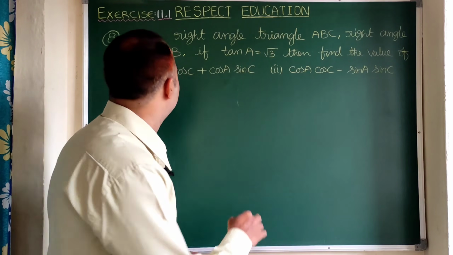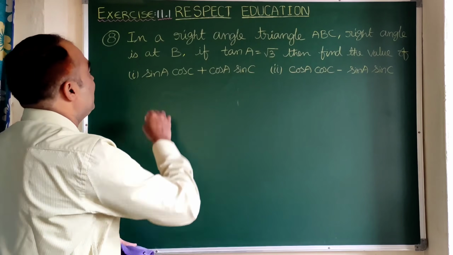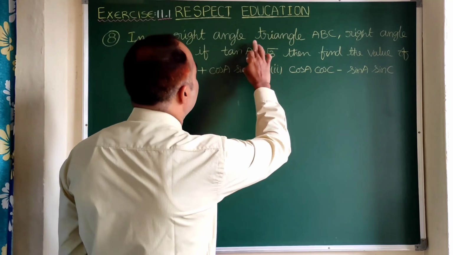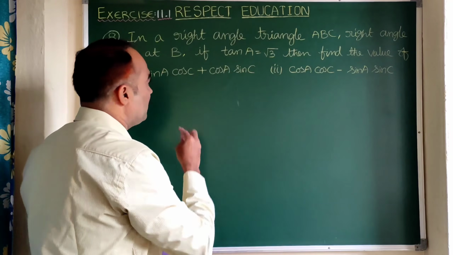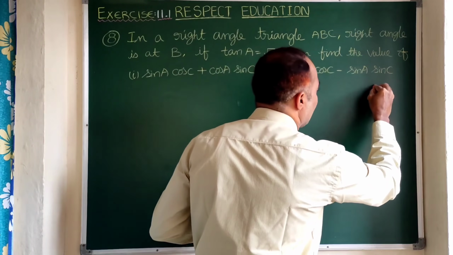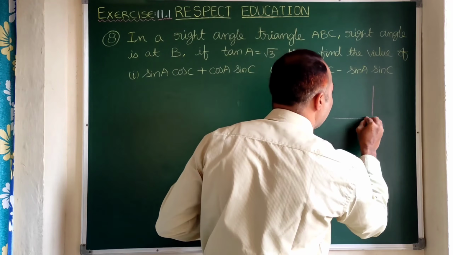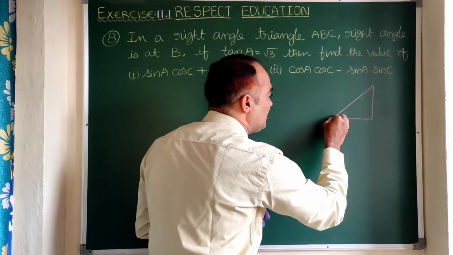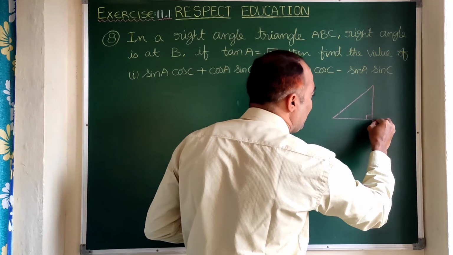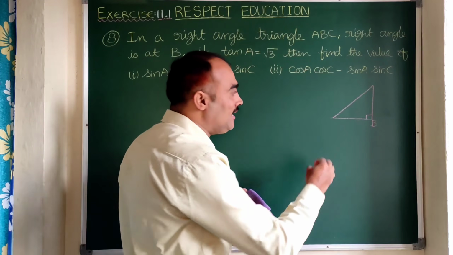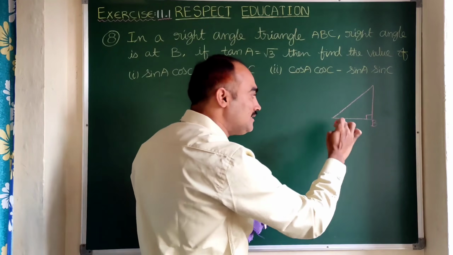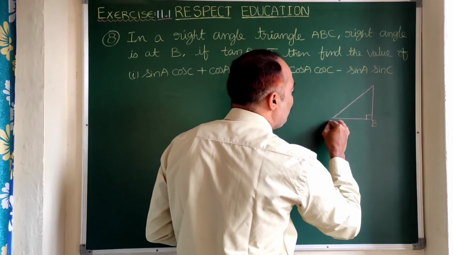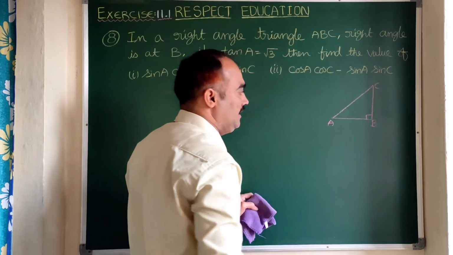Now we see question number 8. In a right angle triangle ABC, right angle is at B. So here let us draw a right angle triangle ABC. This is the right angle triangle ABC, right angle at B. Here I am taking A here, and C there.